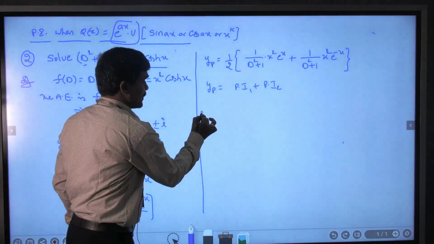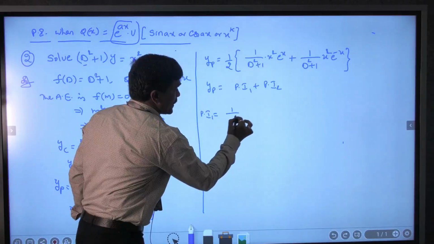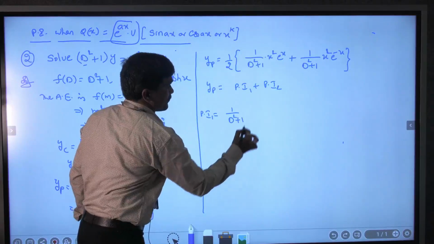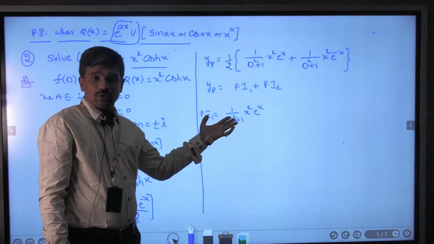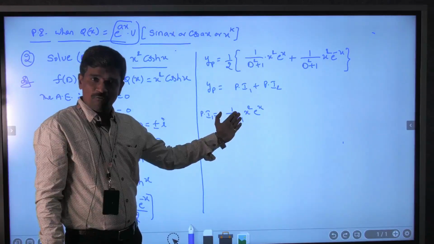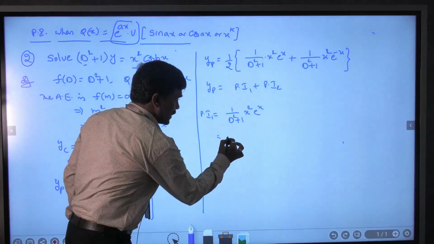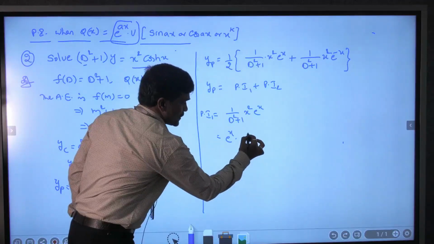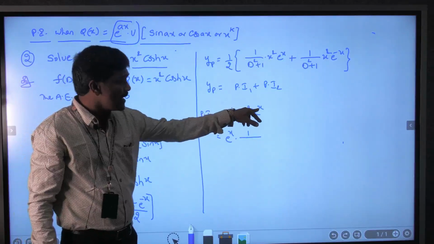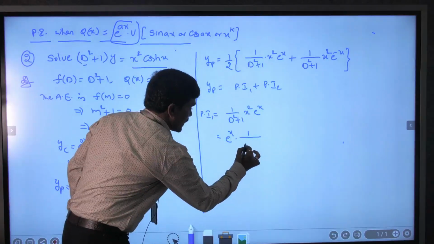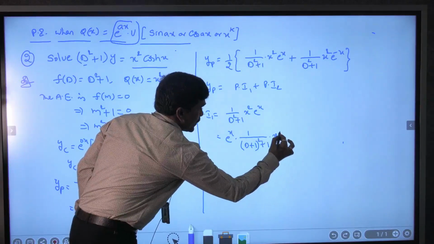So what is pi1? Here pi1 can be written as 1 by d square plus 1, x square into e power x. Now it is also in the form of e power ax into v. So when we get e power ax into v form, first we write e power ax, and into, replace d with d plus a. What is a here? A is 1. So here we write d plus 1 whole square plus 1, into x square.